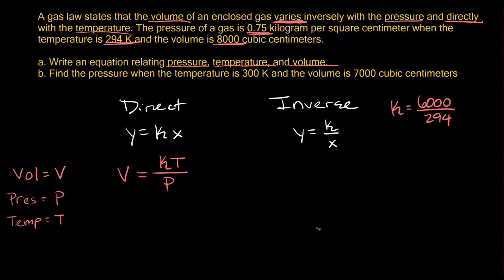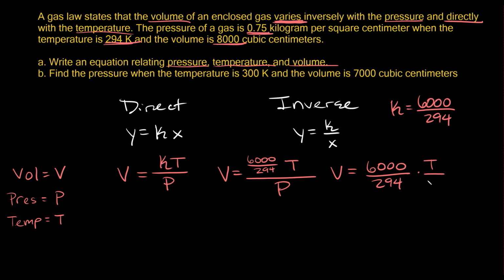So now that we've figured out what K is equal to, let's just plug it back into our formula over here. Then we can finally write that the volume is equal to 6,000 over 294 times t, and that's all over p. Now it's a little strange seeing this fraction within a fraction, so if you want, you can factor this out to the front. So here we could say that the volume is equal to 6,000 over 294, and then on top we're left with t, and on the bottom we're left with p.